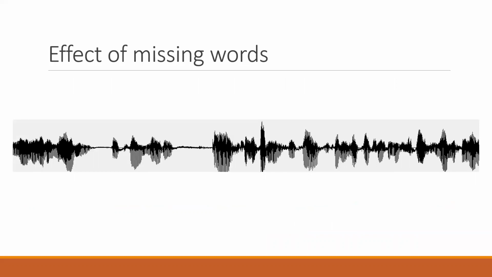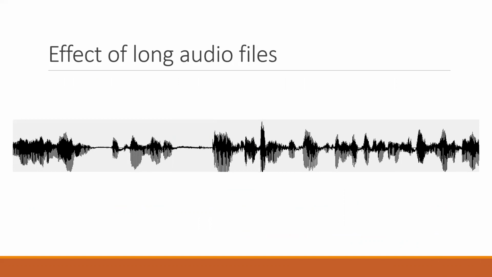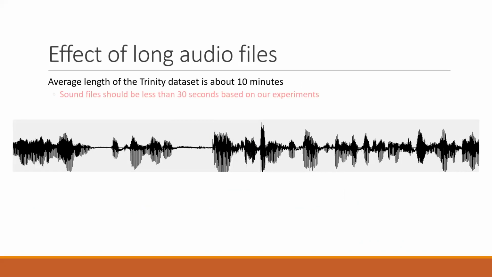The first problem is that we found some parts of the word transcription are missing, and this incomplete word transcription leads to misalignment. The next problem is processing long audio files. Please bear in mind the average length of the 3D data is about 10 minutes. It's too long. Based on our experiment, a sound file should be less than 30 seconds.